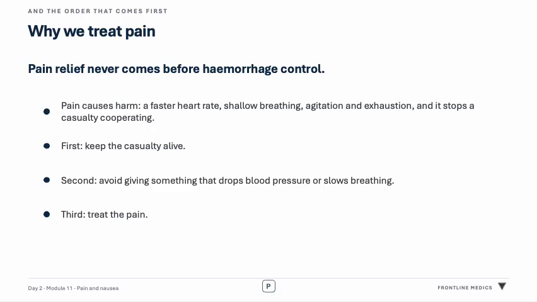Second, protect their physiology. Do not give a drug that drops blood pressure or slows breathing to a casualty who is in shock or struggling to breathe, or who is heading that way. Only when emergent threats are handled do you treat the pain itself. Again, pain relief never comes before hemorrhage control or perfusion.